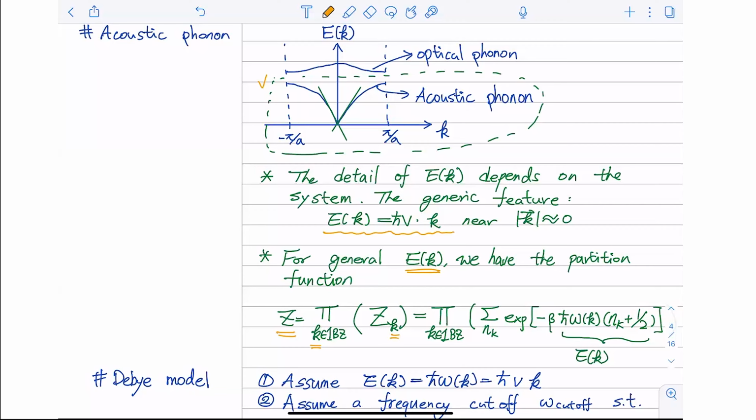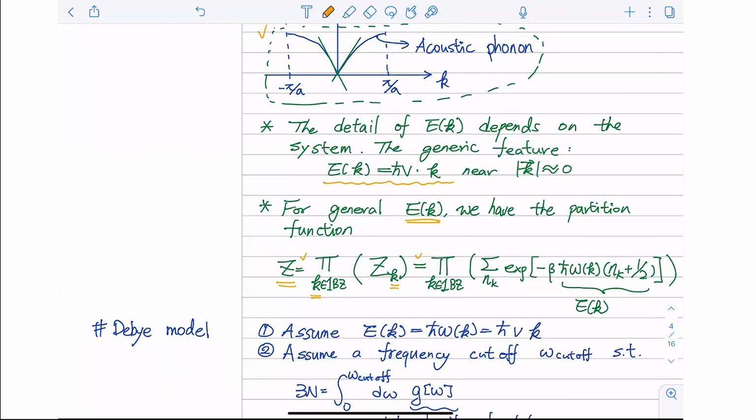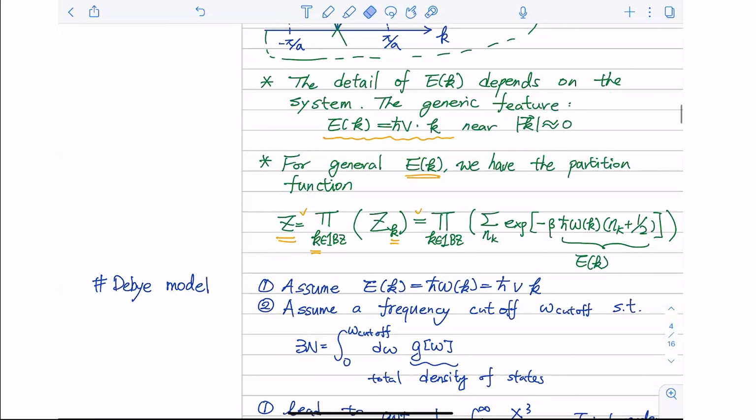Okay, so that's what the first equality sign means. And then we ask, for each momentum or reciprocal lattice vector k, what is the corresponding partition function? Because for each k, we can have a different occupation number for our quantum oscillator, so we need to sum over the Boltzmann factor for the corresponding occupation number nk.